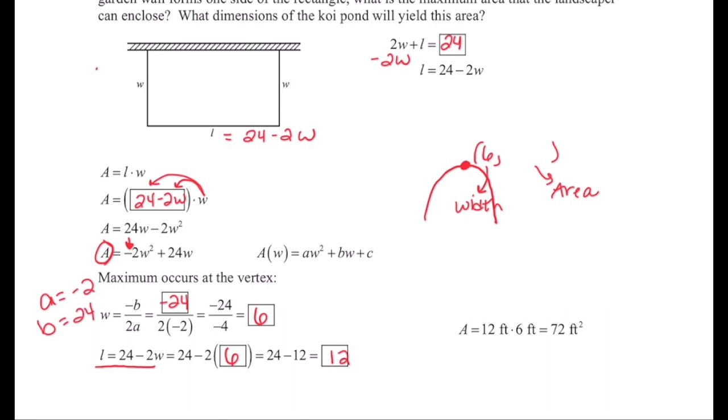So if my width is 6 and my length is 12, when I multiply them together, I'll get a maximum area value of 72. So 72 square feet will be our maximum area when my length is 12 feet and my width is 6 feet.